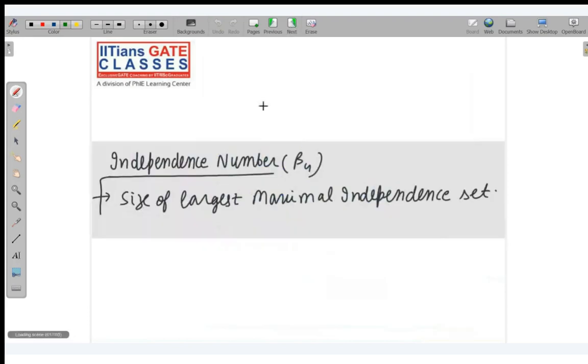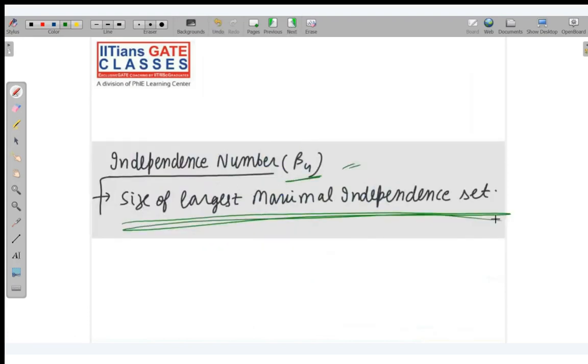So the independence number, beta G, is the size of the largest maximal independent set. You should know the independence number is represented by beta G. Anyway, it is not a standard symbol; I am following the Narsingh Deo book, where they have used this symbol. In the GATE exam, if they want to use any other symbol, they will properly mention the symbol they are using for the independence number.